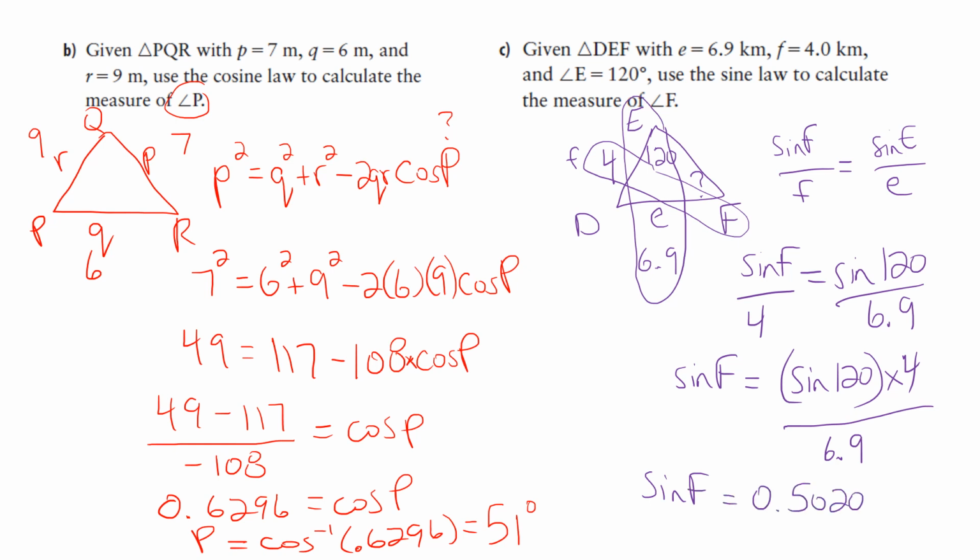And then we undo the sine by doing sine inverse of that value. So sine inverse of 0.5020 gets us an answer of 30.1 or 30 degrees. So there's a quick review on how to do angles using sine law and angles using cosine law. So sine inverse of 0.5020 equals 30.1 degrees.